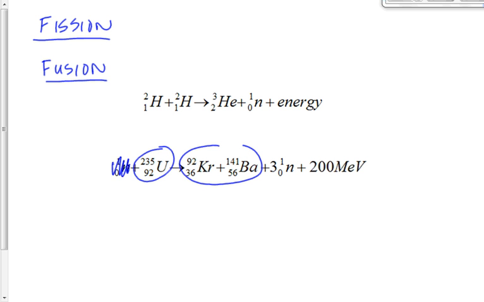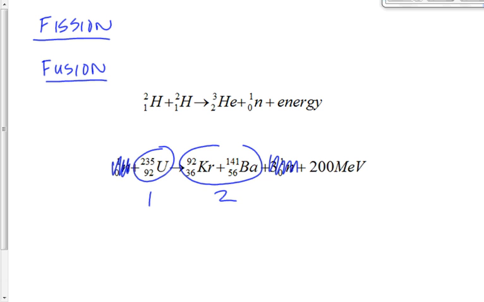Now, in the end, there's neutrons there as well, and they're important. They're really important, especially in fission. But when we're trying to determine what kind of reaction it is, we don't pay any attention to the number of neutrons. We're just looking at the uranium and the krypton and the barium or whatever other elements it is. So one thing becomes two things. That's going to be nuclear fission.